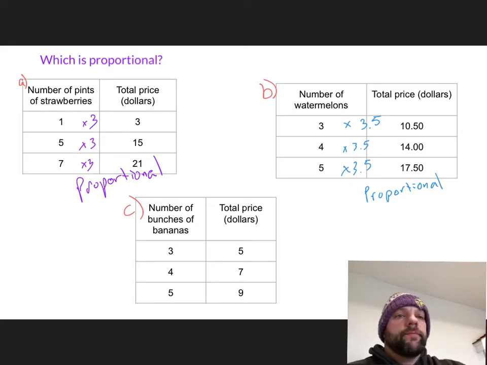Looking at C, 3 times what takes me to 5? I don't think anything really nice.